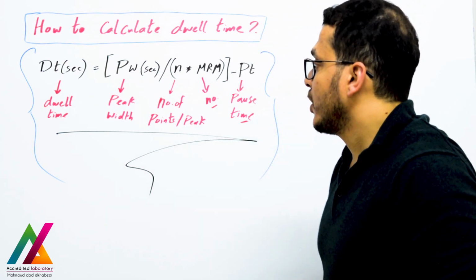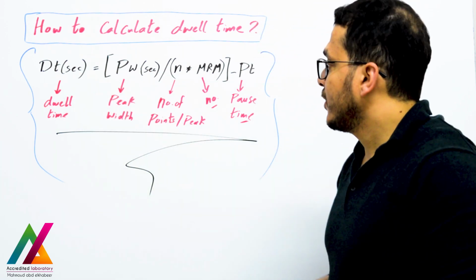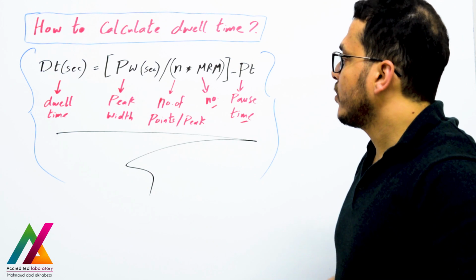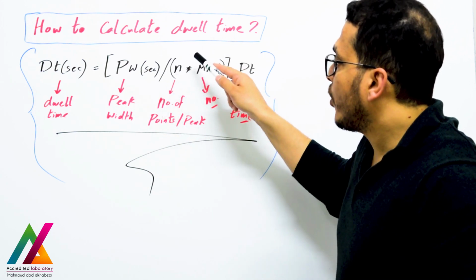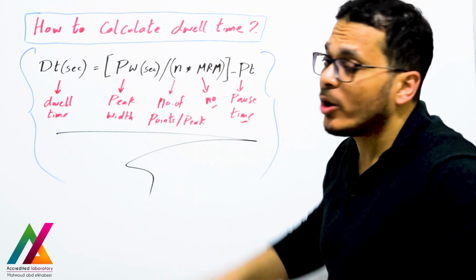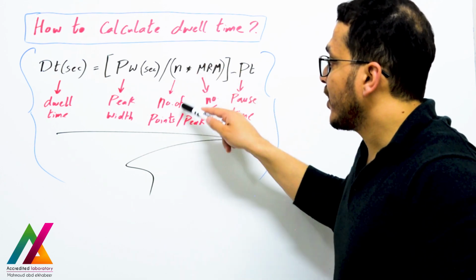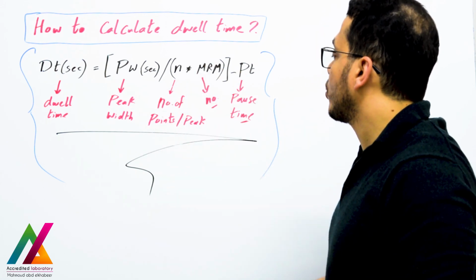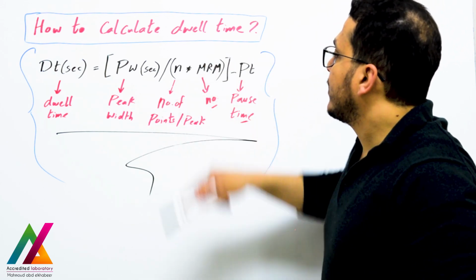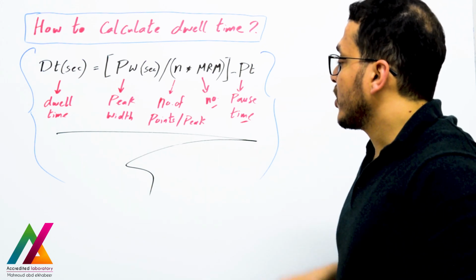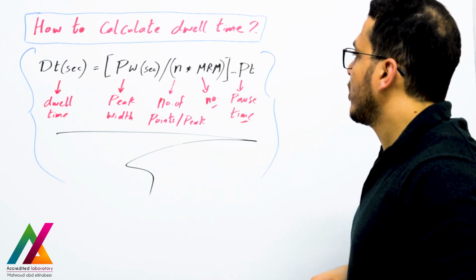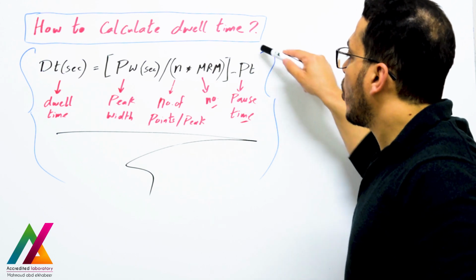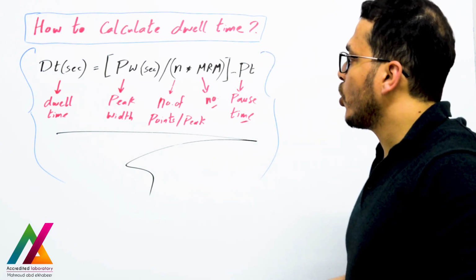From this equation, dwell time in seconds is equal to peak width in seconds divided by n, which is the number of points per peak, multiplied by the number of MRM transitions, minus the pause time, also in seconds.